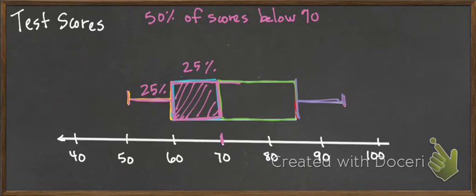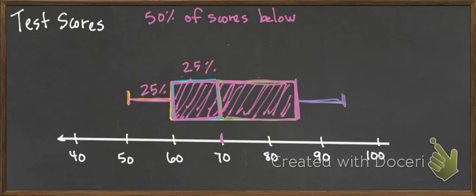What if I wanted to make a statement that included this portion as well? What percent of my scores are below 90? All my students' test scores, what percentage of them scored below a 90? Not 50 anymore. It includes 3 of these 25% sections, 3 of these quartiles. So 75% of my test scores were below 90.